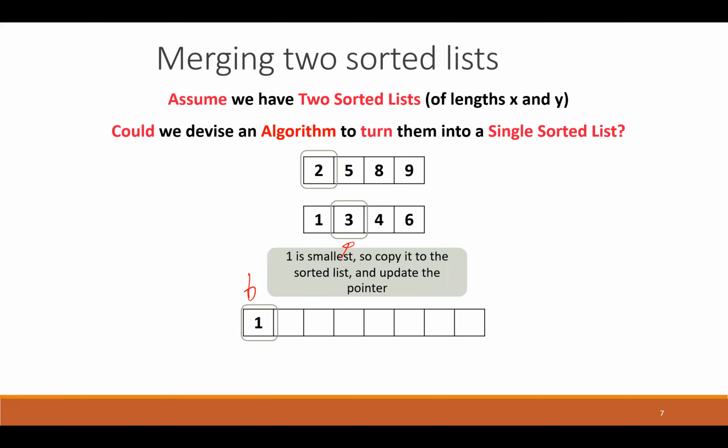I update this pointer to point at the next item in this list, and then I repeat. I compare them again. So I compare 2 and 3. I see that 2 is smaller, so I'm going to copy 2 down into the next position.